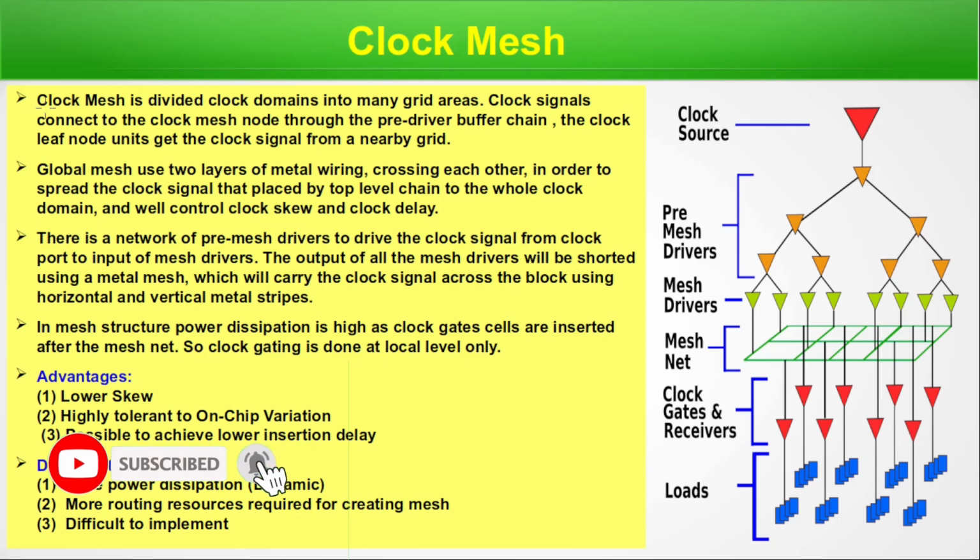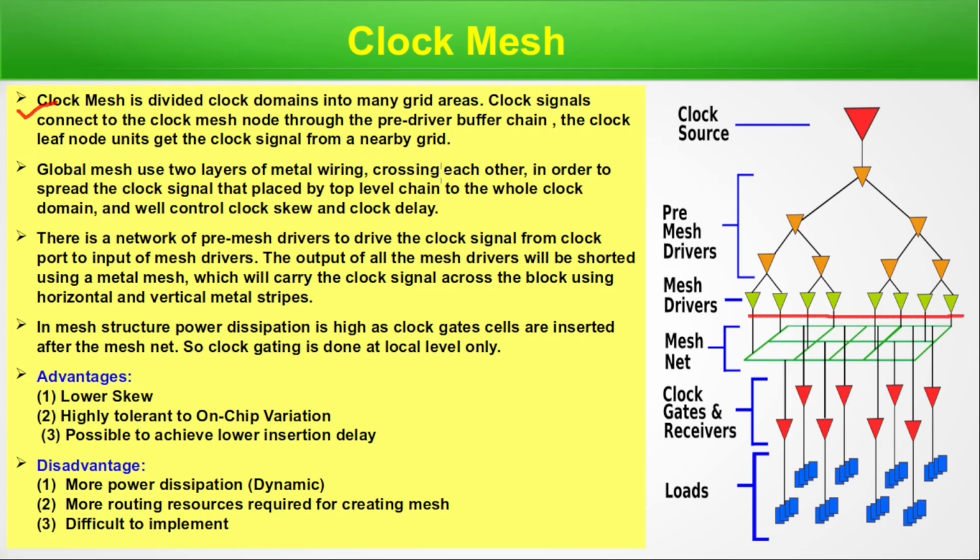So this is clock mesh, another type of clock network. Clock mesh divides the clock domain into many grid areas. Clock signals connect to the clock mesh nodes through a pre-driver buffer chain. This is the clock source, pre-mesh driver. Now mesh driver, this is before the pre-mesh distribution. This is a mesh net, and these are the drivers for the mesh, and clock gates and receivers are on the other side, and finally loads.